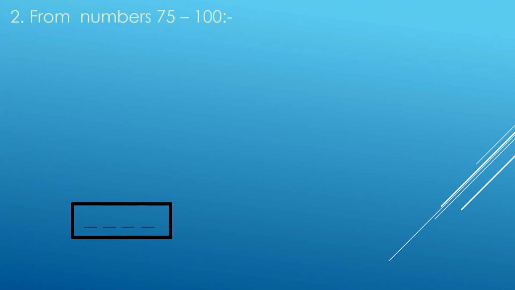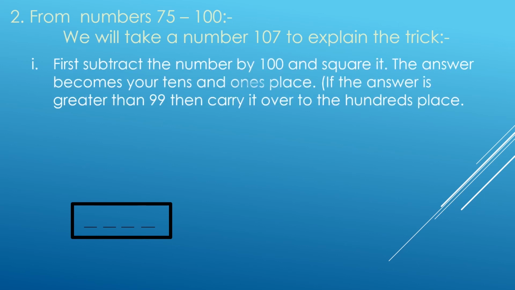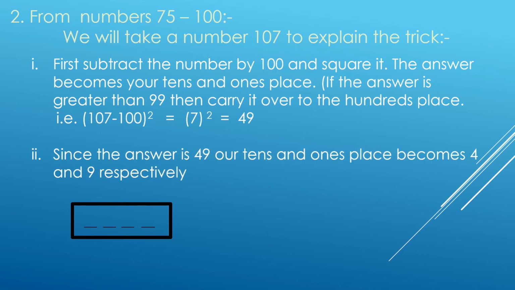Now we look on to the trick for the numbers from 75 to 100. We will take the number 107 to explain the trick. First step is to subtract 100 from the number and square it. The answer becomes the tens and ones place. Again, if the answer is greater than 99, then carry it over to the hundreds place. That is 107 minus 100, squared, which is 7 squared, is 49. Since the answer is 49, our tens and ones place becomes 4 and 9 respectively.